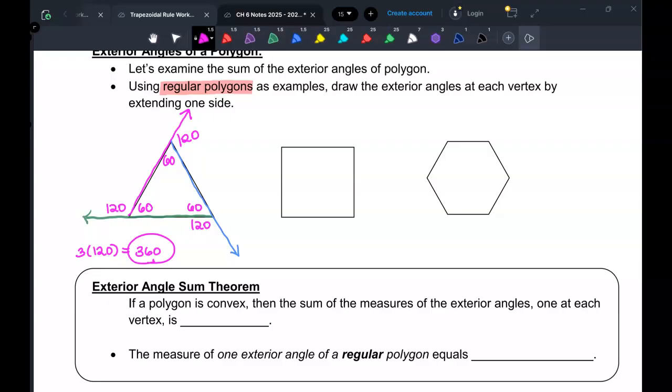Let's see what happens if I add an extra side. So now I have a square. So I'm going to extend each side.